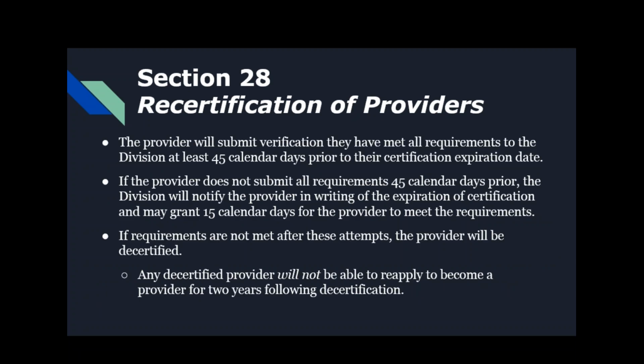Continuing on to recertification of providers, the provider will submit verification they have met all requirements to the division at least 45 calendar days prior to their certification expiration date. If the provider does not submit all requirements 45 calendar days prior, the division will notify the provider in writing of the expiration of certification and may grant 15 calendar days for the provider to meet the requirements. If requirements are not met after these attempts, the provider will be decertified. Any decertified provider will not be able to reapply to become a provider for 2 years following decertification.